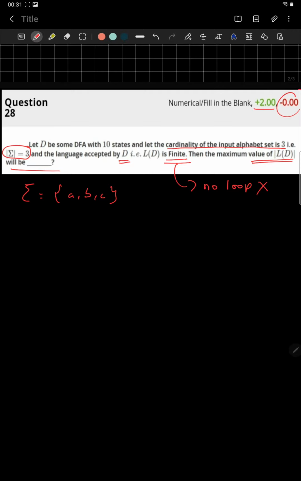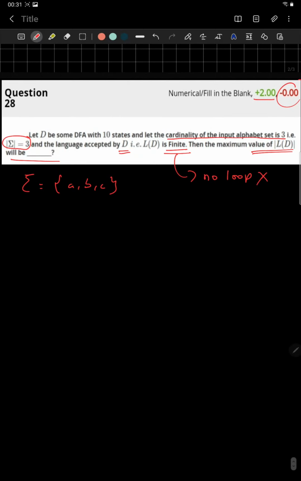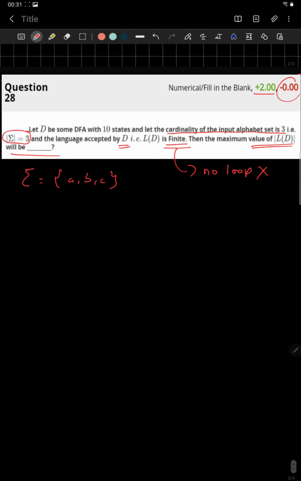Let's understand that the cardinality of the input alphabet set is 3. It means in a DFA, for every input symbol we have one transition. So for A there will be a transition, for B there will be a transition, for C there will be a transition. So for every state, like Q0, there will be 3 transitions. Now we have to find the maximum number of strings in the language.